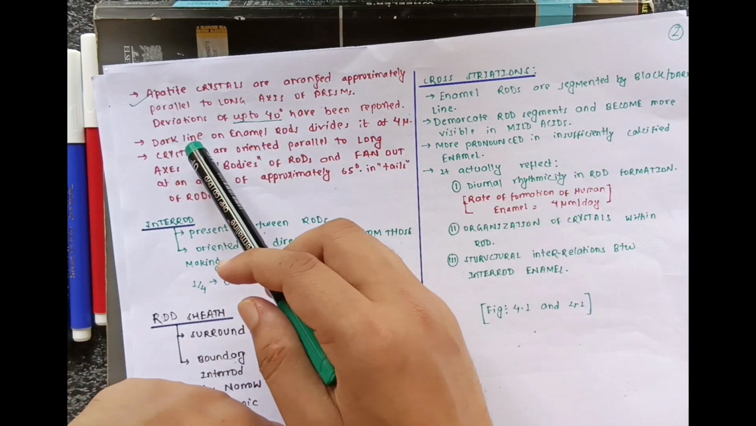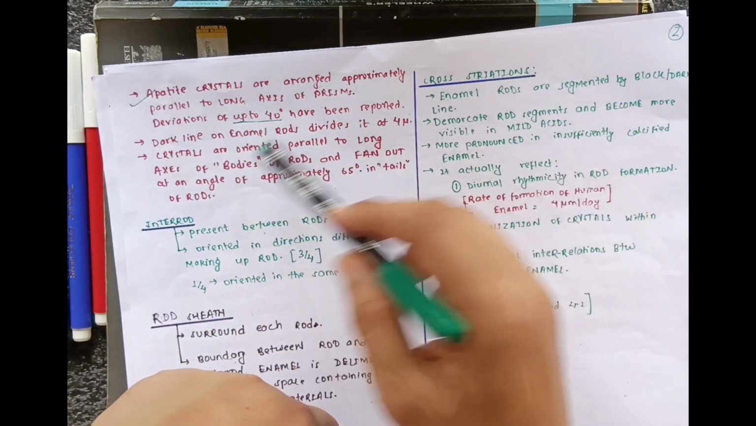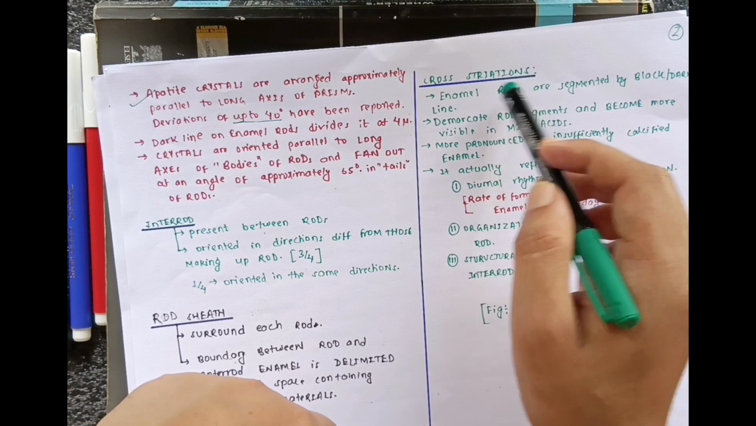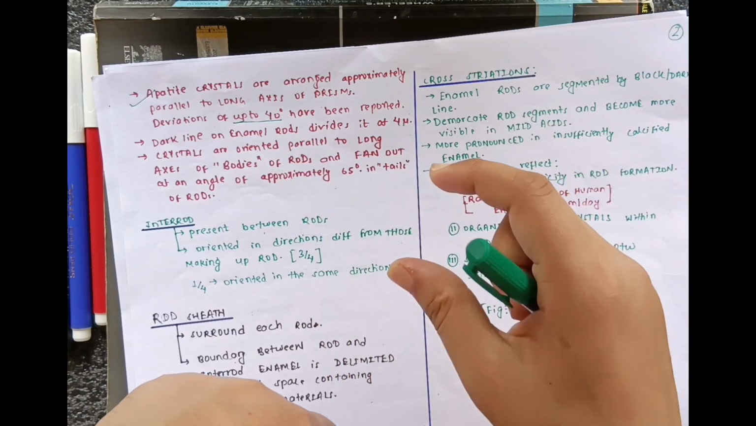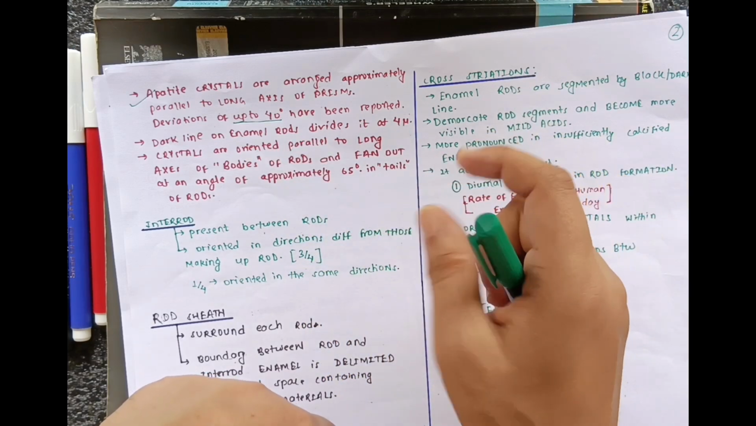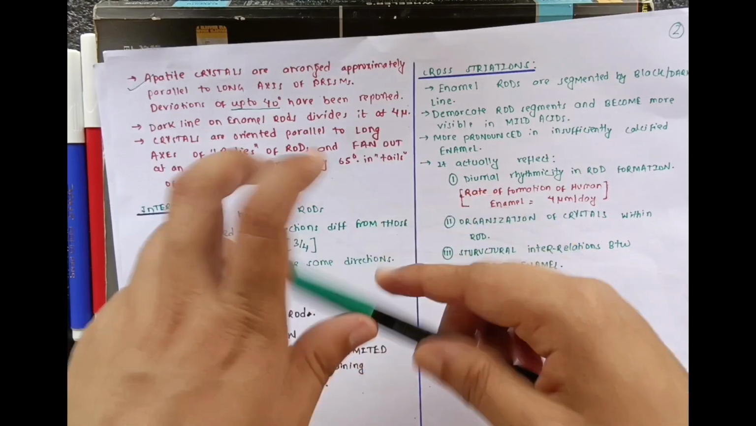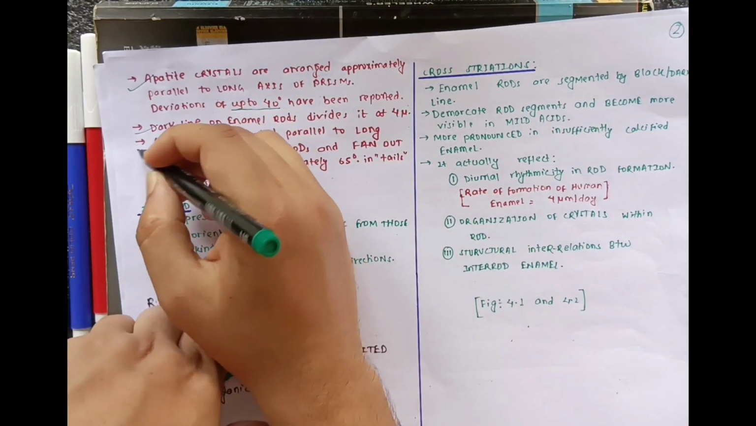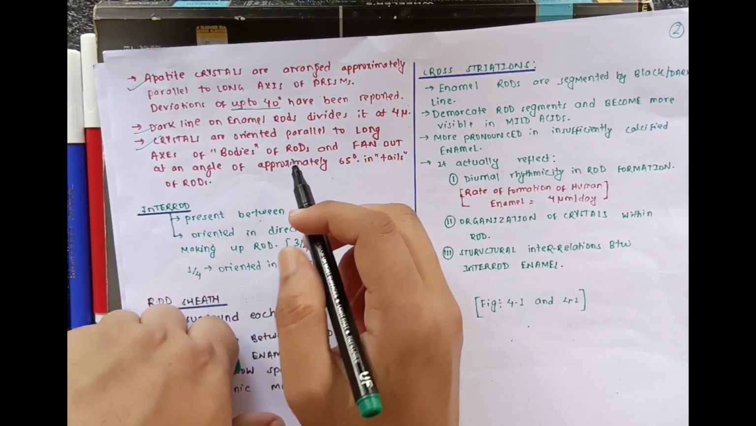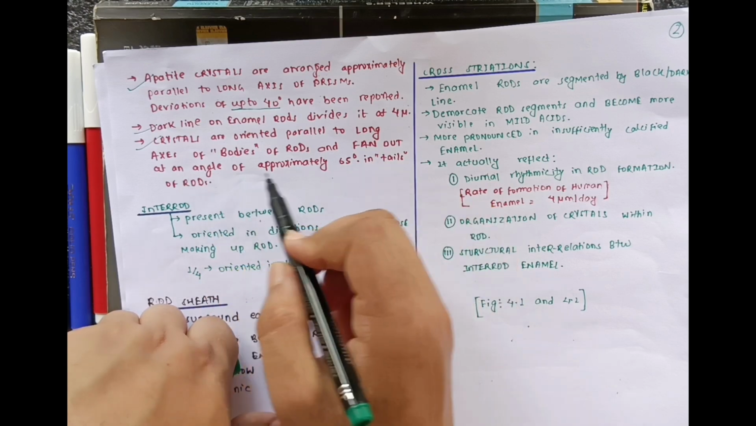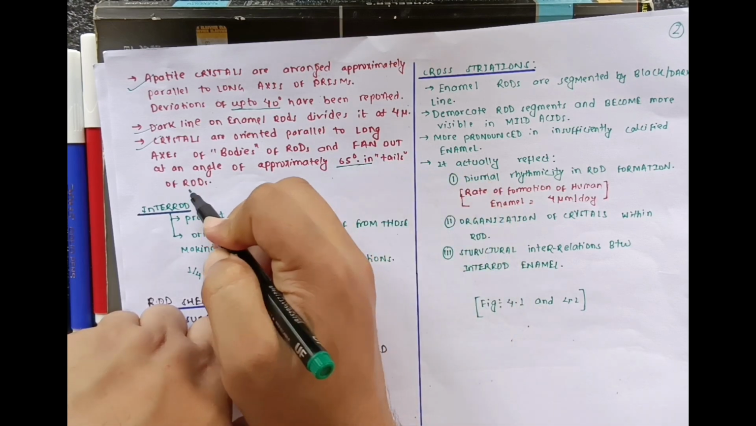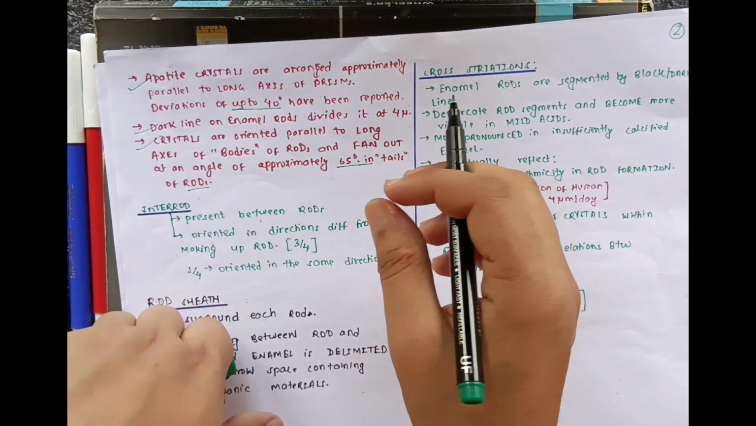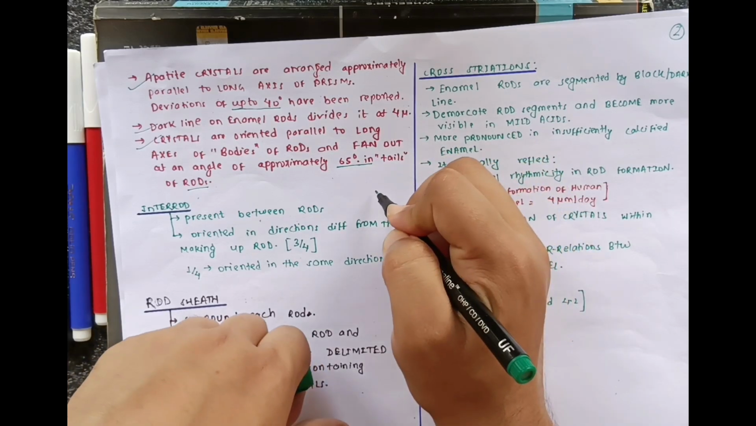Okay, so we will be dealing with this dark line in detail. These are primarily cross striations on the enamel rods. So they are at 4 micron interval. After that, we can see here the crystals are oriented parallel to the long axis of the bodies of the rods and fan out at an angle of approximately 65 degrees in the tails of the rod.